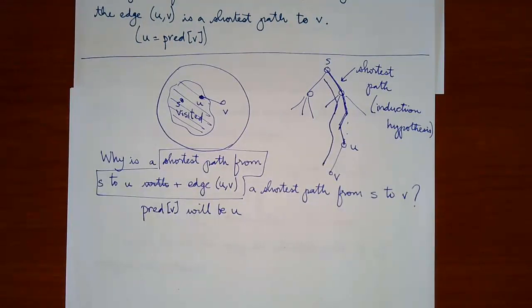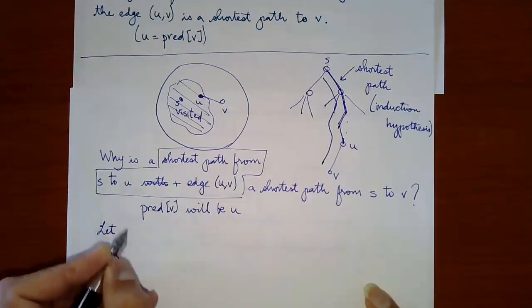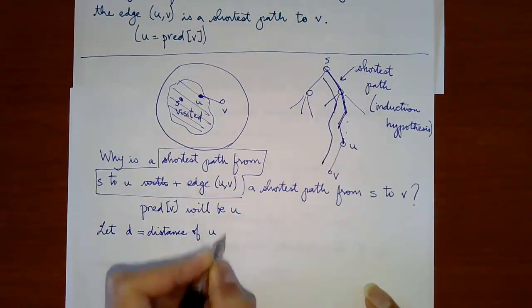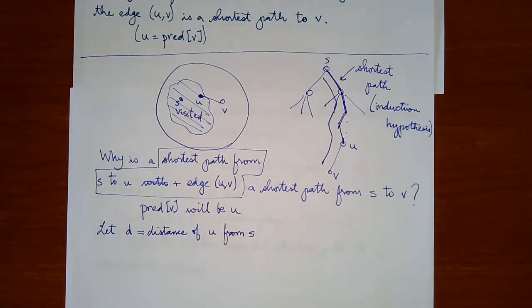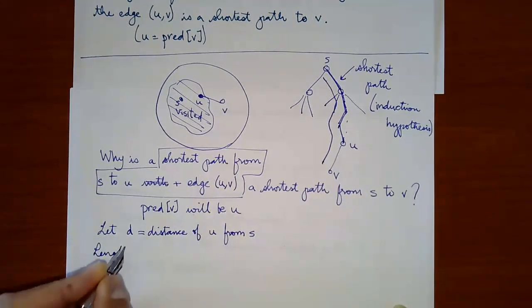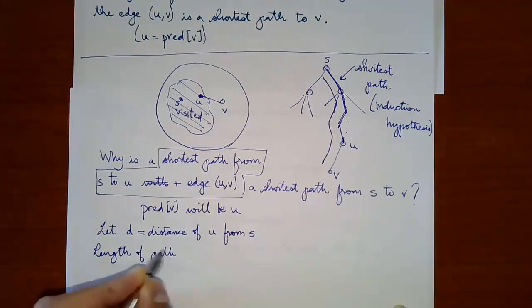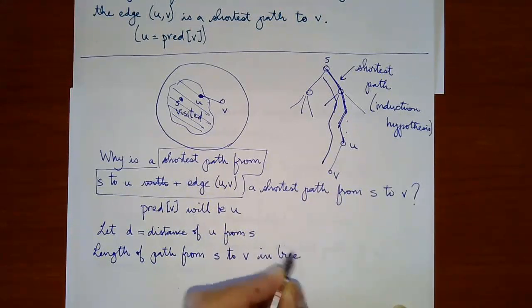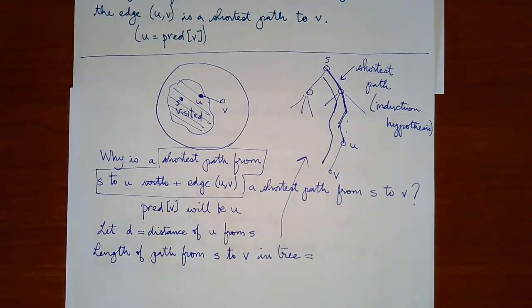So let's do this step by step. Let D be the distance of U from S. What is the length of the path from S to V in this tree? What is the length of this path? D plus 1. So if we can argue that the distance of V from S is actually D plus 1, then we'd be done. That would then give us the proof.